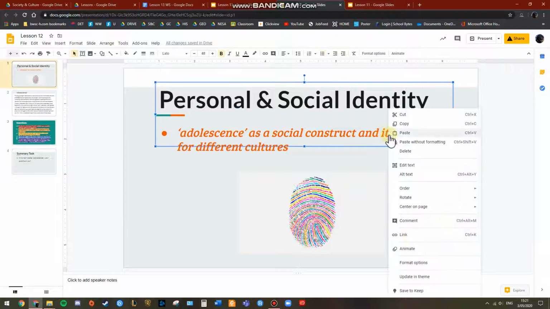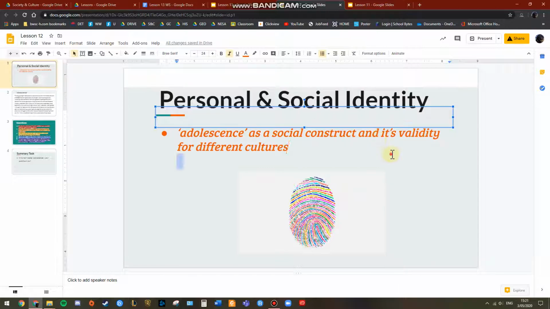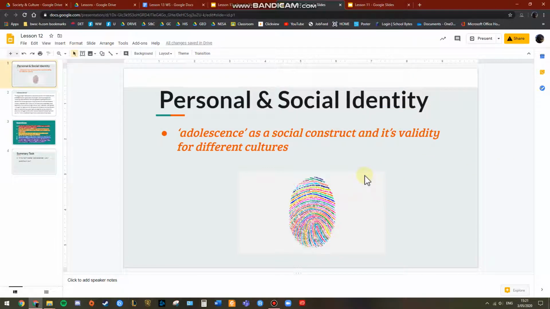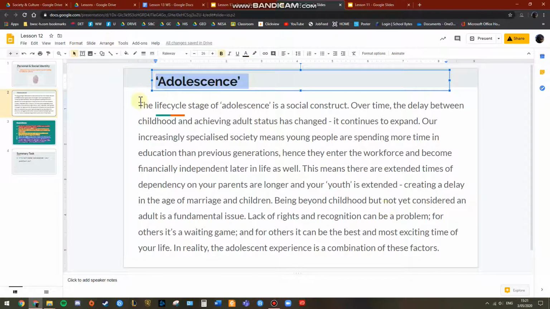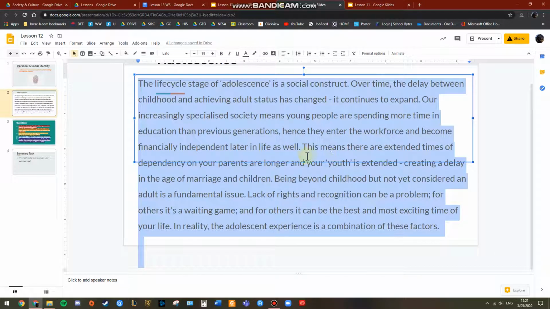We'll learn a bit more about the idea of its validity for different cultures a bit later in this topic. We're going to focus on our own culture now in terms of how we view adolescence in the Western world. So without further ado, here we go. So get this all down. That as your heading, and that is your notes.